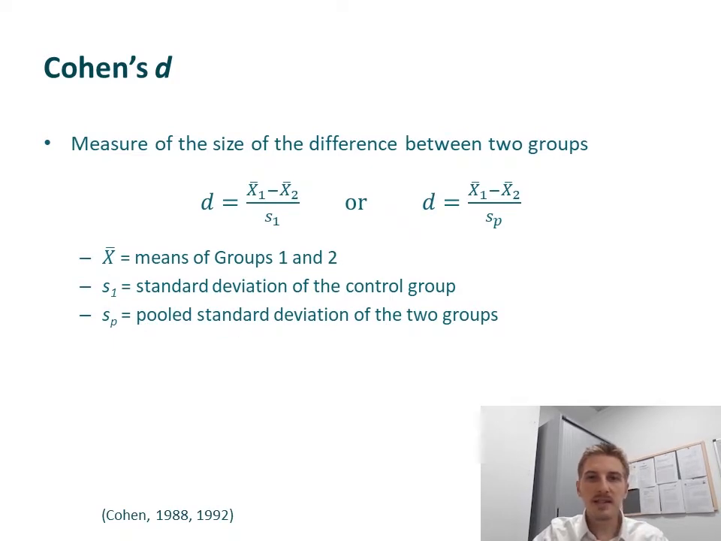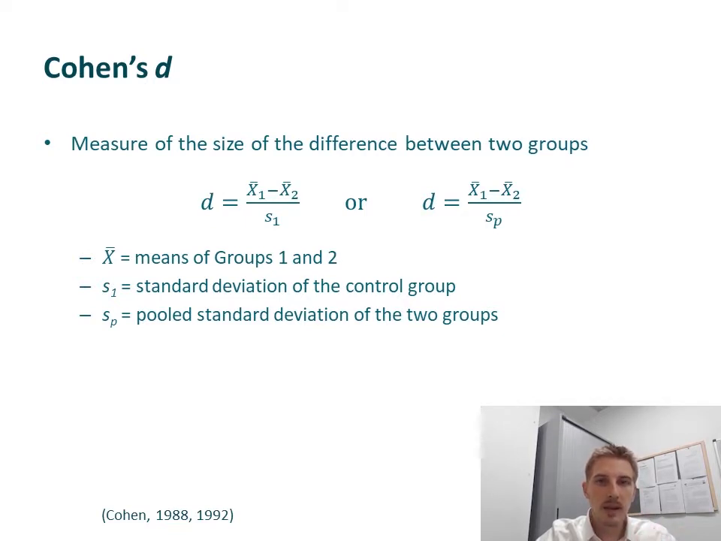The Cohen's d is a measure of the size of the difference between two groups, and it is calculated based on the mean in the two groups and the standard deviation, either the standard deviation of the control group or the pooled standard deviation of the two groups. Let's have a look at how to calculate a Cohen's d. The Cohen's d is the difference between the mean of group 1 and the mean of group 2 divided by the standard deviation, either of the control group, group 1, or the pooled standard deviation of the two groups.